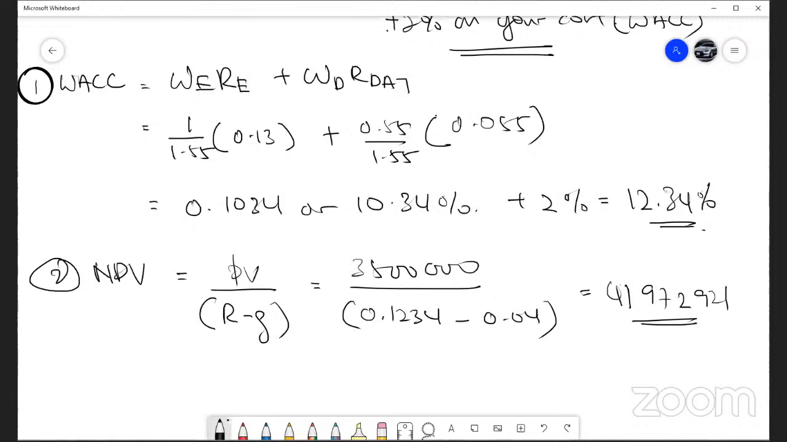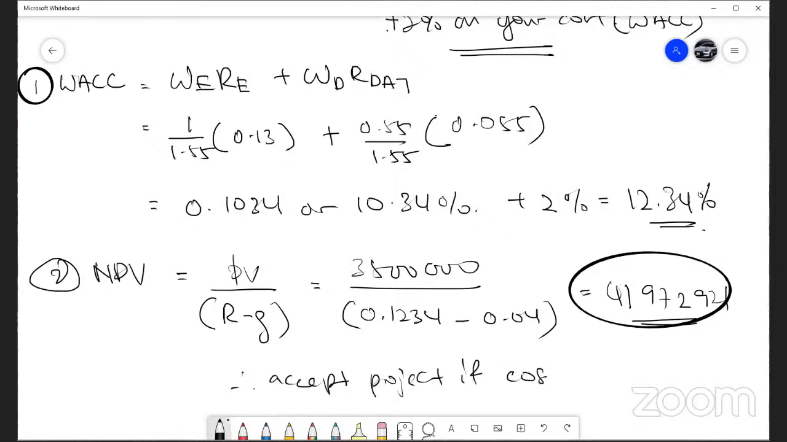Okay, so this is the present value. No, this is a positive figure. This is a present value, but what does it mean? It means this project could be undertaken if the cost is less than this. Therefore, accept the project if the cost is less than this amount.